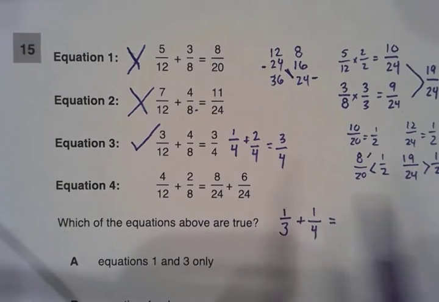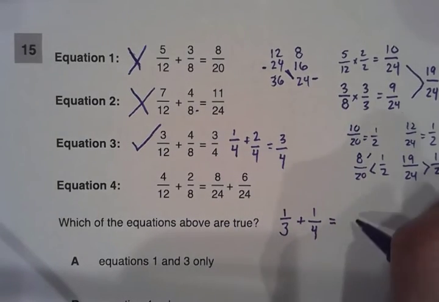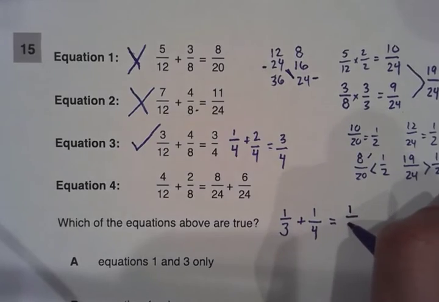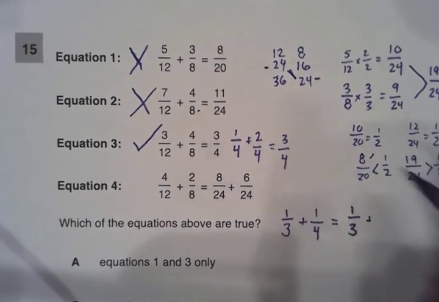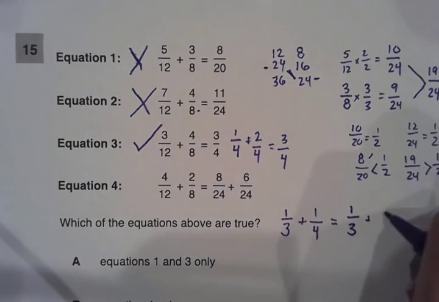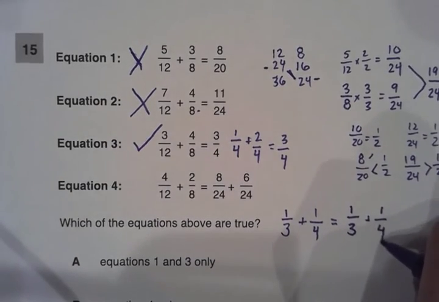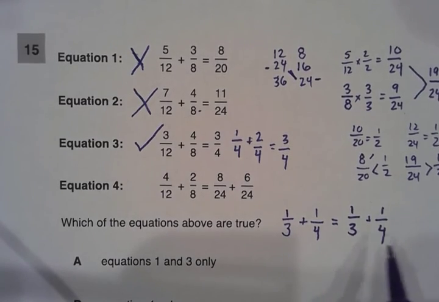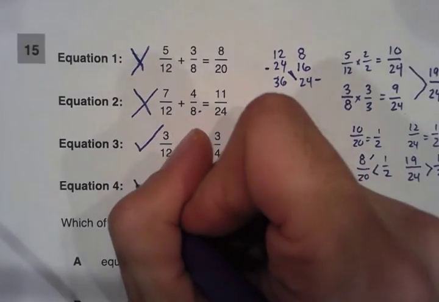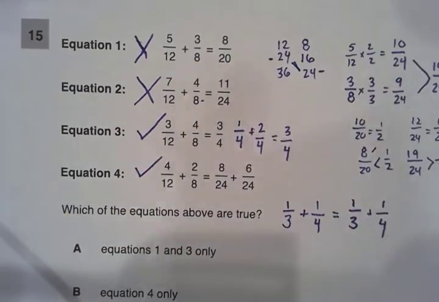Okay, what about on this side? 8/24 is the same as 1/3 as well, because 24 divided by 8 is 3. And 6/24 is the same as 1/4 as well. And 1/3 plus 1/4 does equal 1/3 plus 1/4, making equation 4 correct as well.